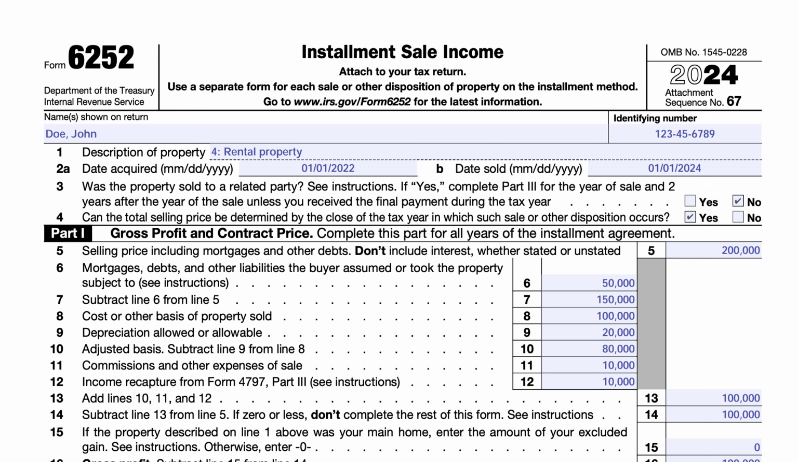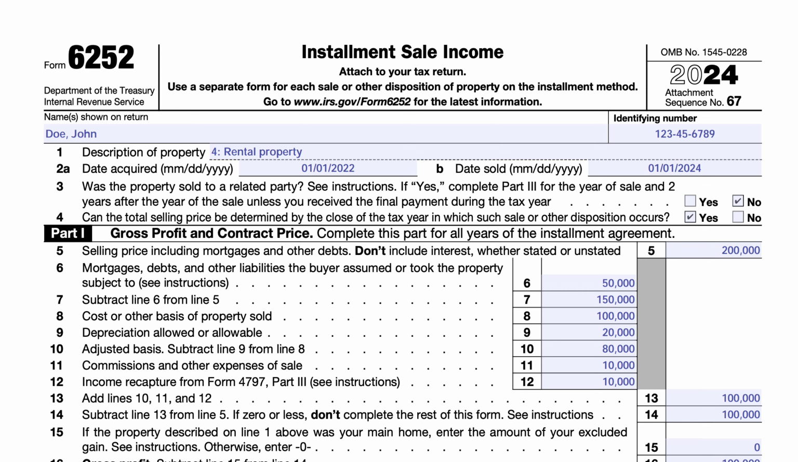We'll be going over IRS Form 6252, Installment Sale Income. This is a form that you would complete and attach to your income tax return if you sold an item of property under the installment sale method. The installment sale method simply means that you collected interest over more than one tax year.